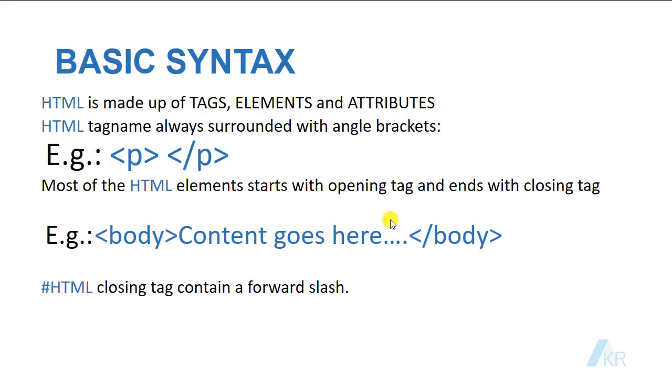The basic syntax of HTML consists of tags, elements and attributes. HTML tag names are always surrounded with angle brackets. You can see this is an example of an HTML tag name. This is a paragraph tag which is surrounded with angle brackets from both sides.